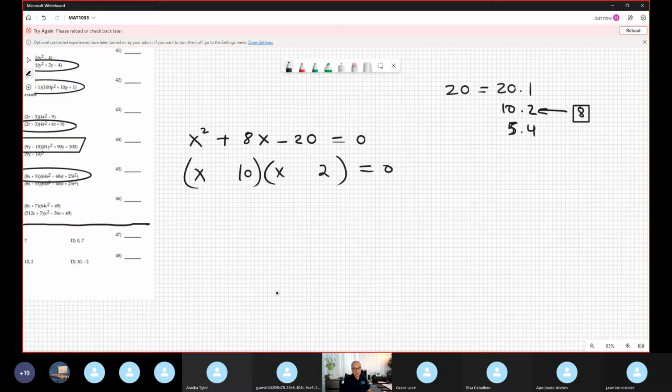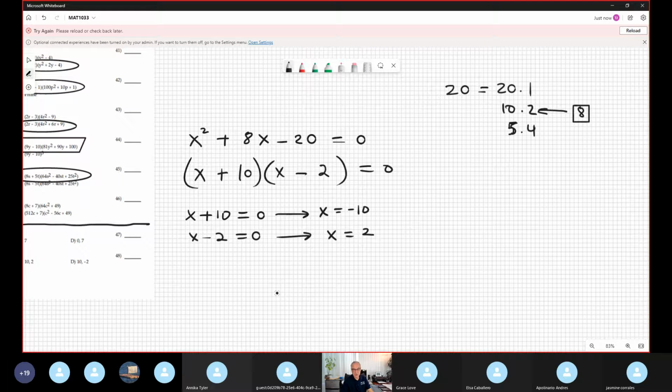Who helps with the signs? Different sign or same sign? Different sign. Who is positive? Who is negative? 10 is positive. Absolutely perfect. 10 is positive and 2 is negative. So now apply the zero factor property. x plus 10 equals 0, it's obvious that x is negative 10. And x minus 2 equals 0, it's obvious that the solution is positive 2. So the solution set is negative 10, positive 2.